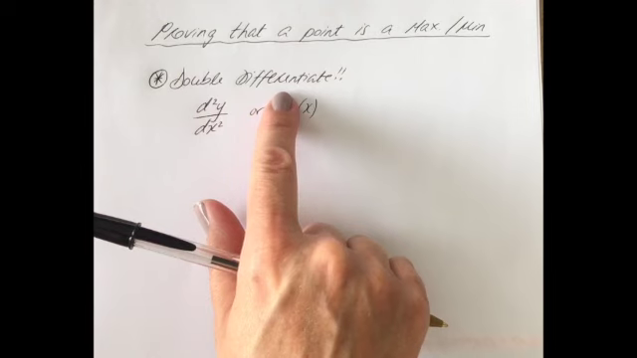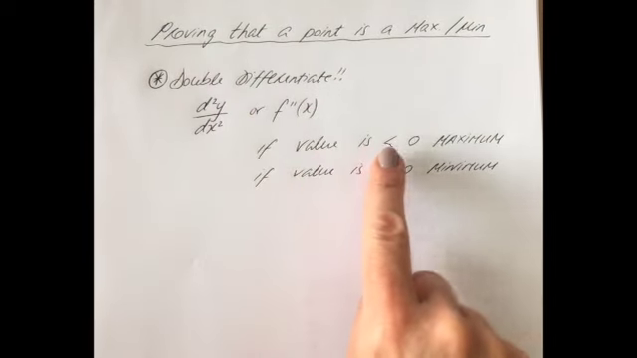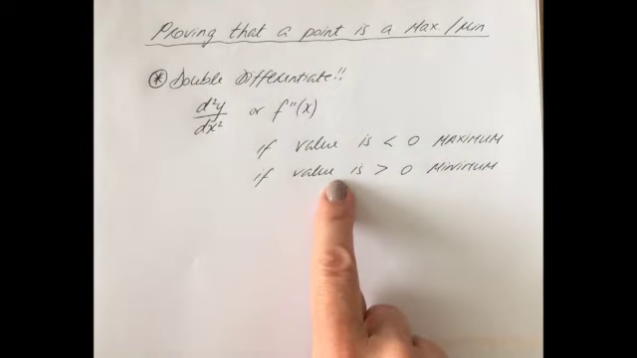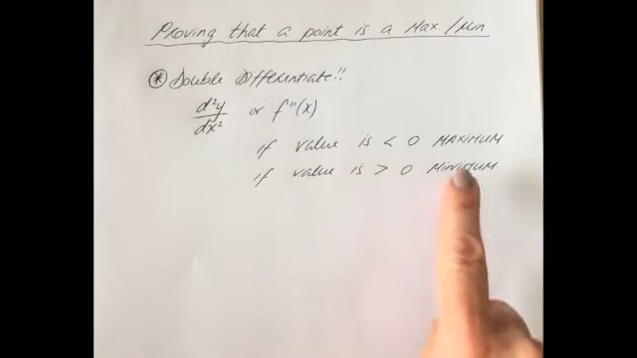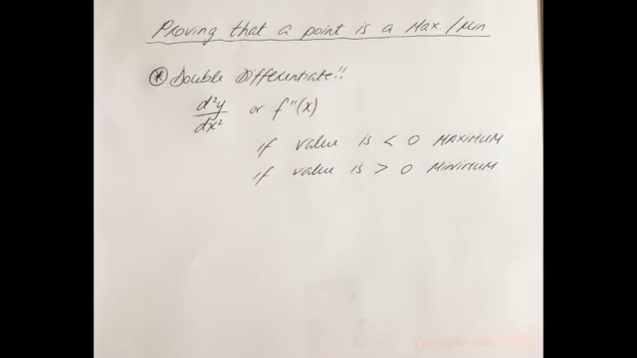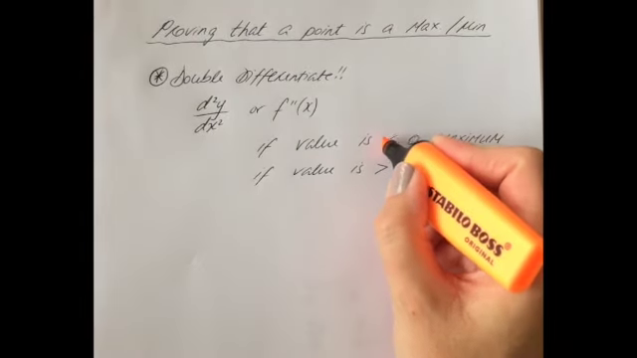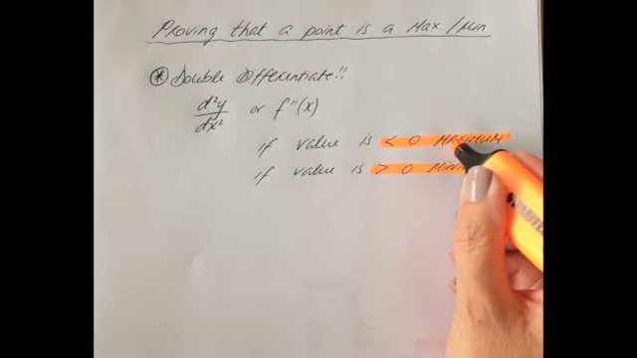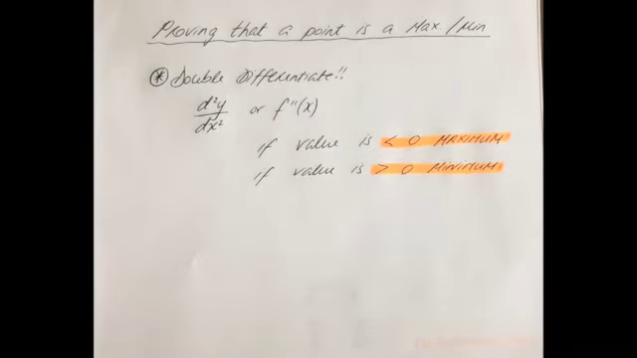When you double differentiate, if you get a value that is less than 0, it shows you that it's a maximum point that you're dealing with. If you get a value that is greater than 0, it shows you that it's a minimum point that you're dealing with. It kind of goes against what you would imagine it to be. The less than 0 is actually the max, and the greater than 0 is the min.